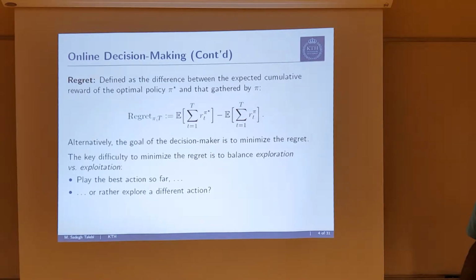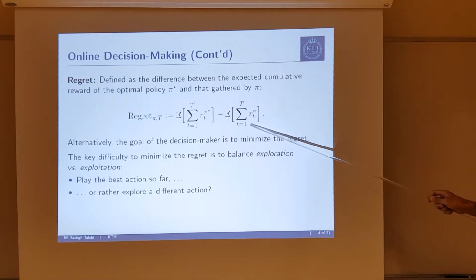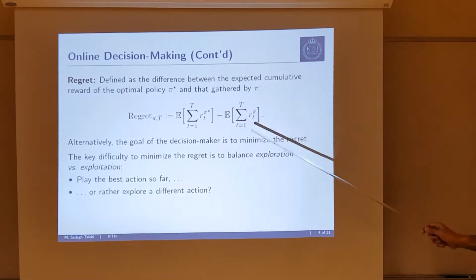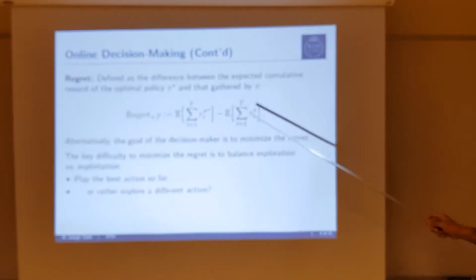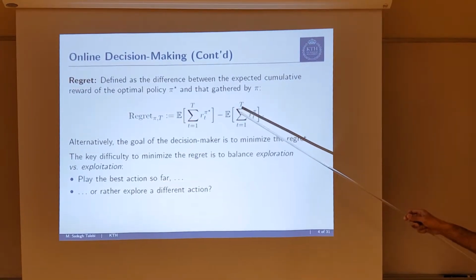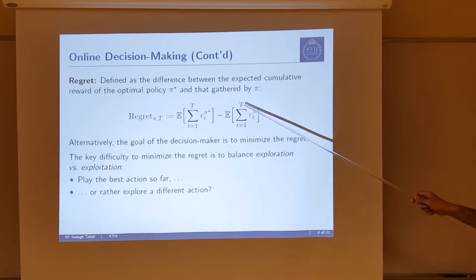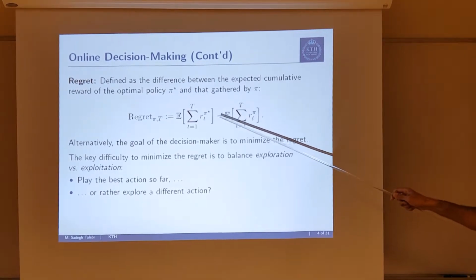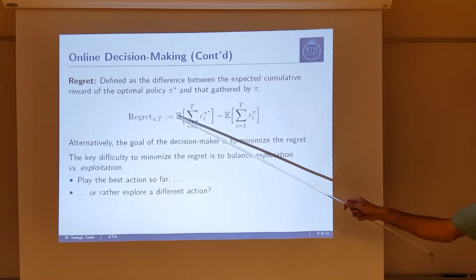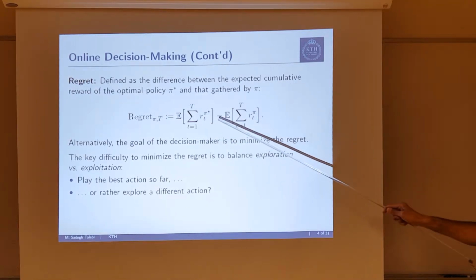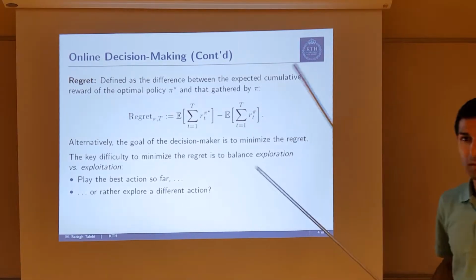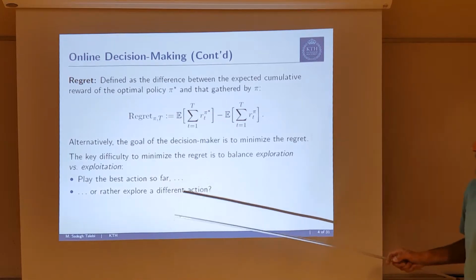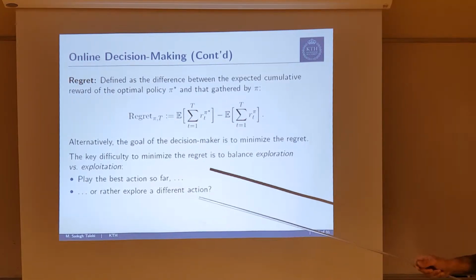We also said that the goal of the decision maker is to maximize this cumulative reward, right? And this cumulative reward is a random variable, so you either maximize this notion of reward in expectation or in high probability. But at least you can see that in expectation it is equivalent to minimizing the regret, right? If you minimize the regret, since this is not under your control, you maximize the expected value of cumulative reward, right?